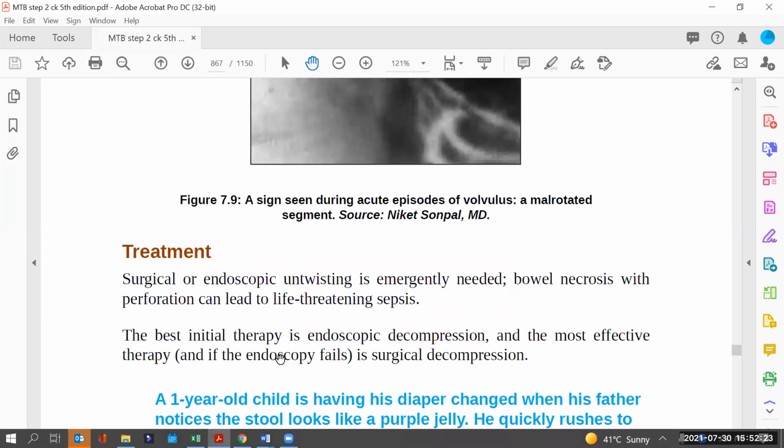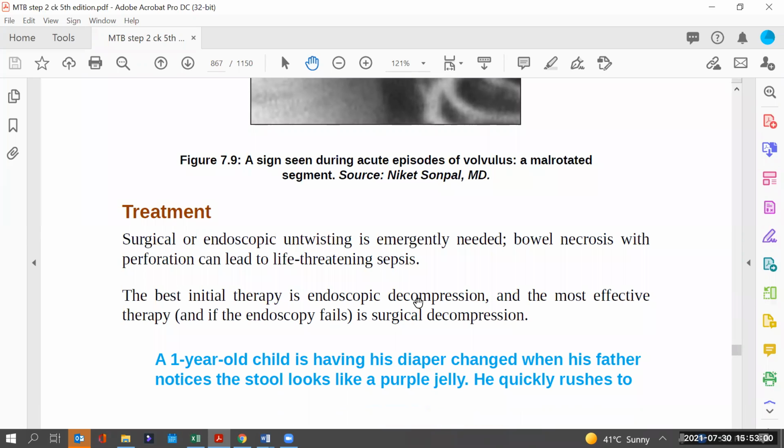So what you are going to do is the surgical endoscopic untwisting. You need to untwist that area. Of course, that is emergently needed. We can perform the endoscopy, and maybe during endoscopy, if you are able to untwist the bowel loop, that's okay. But if you think it's difficult, go for the surgical option, an open laparotomy. Why? Because if you just leave it like that, there will be bowel necrosis with perforation, which can lead to life-threatening sepsis. Once the bowel is necrosed and the content is coming out, there will be life-threatening sepsis.